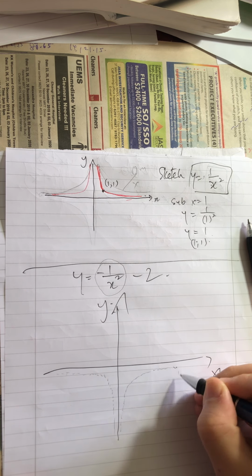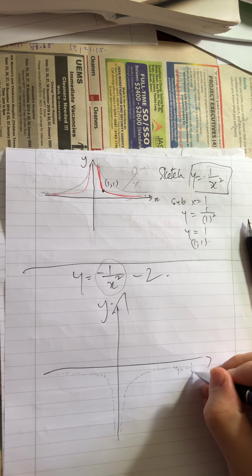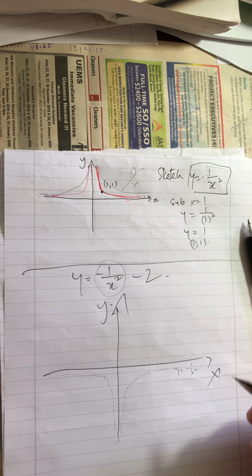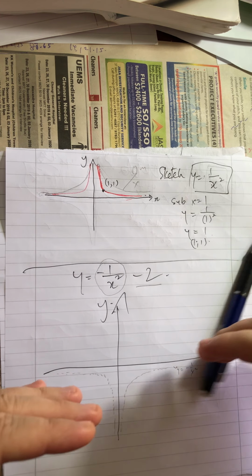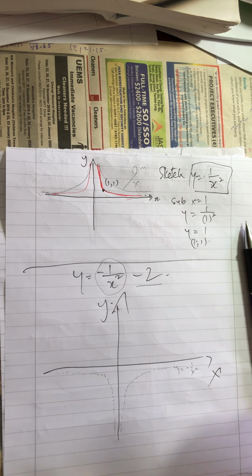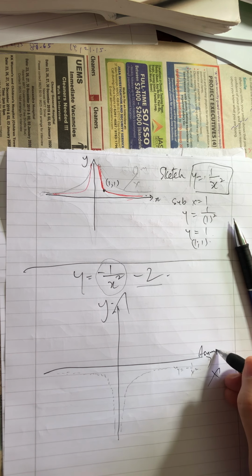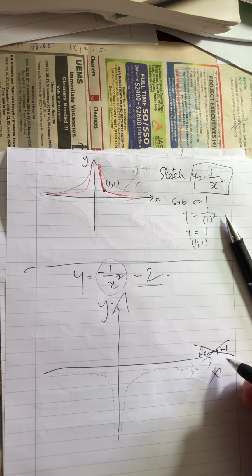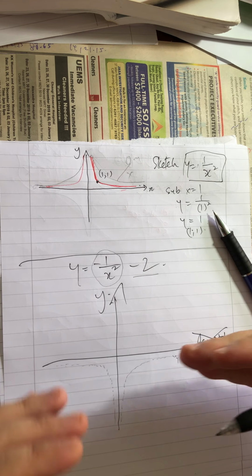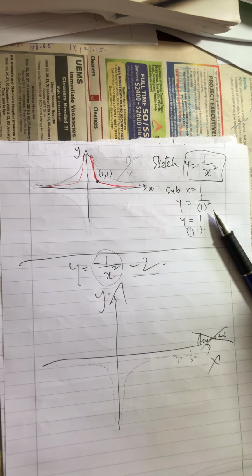So this is your y equals to minus 1 over x squared. Okay, this minus 2 simply means the whole y value is shifted down by 2. So instead of this x-axis being the asymptote, it no longer is the asymptote now because you are now shifting everything down.